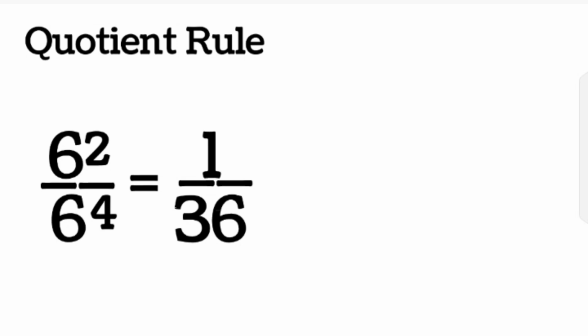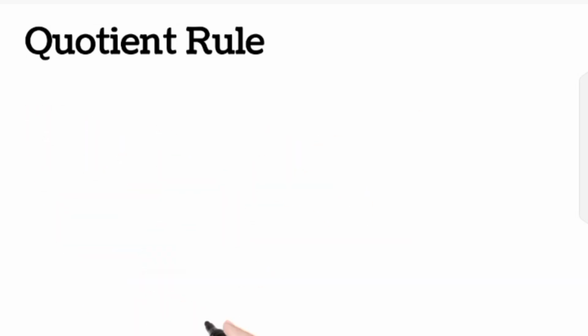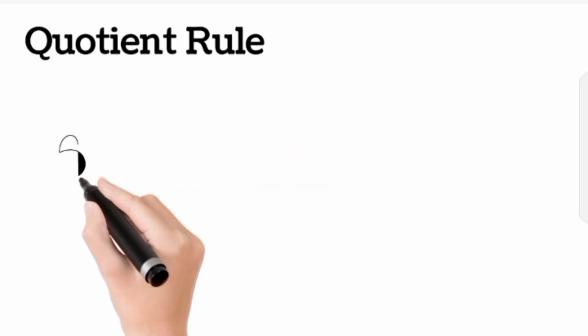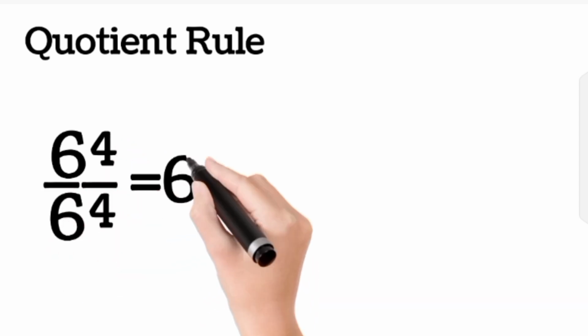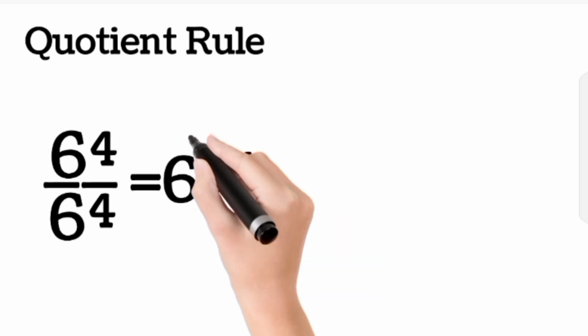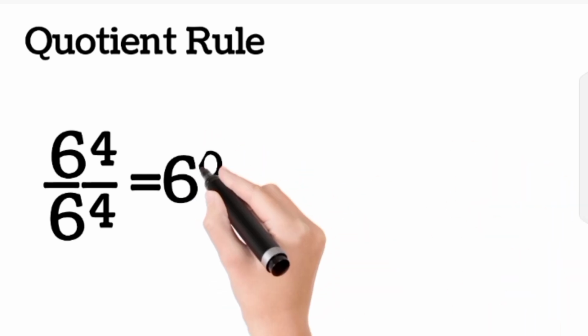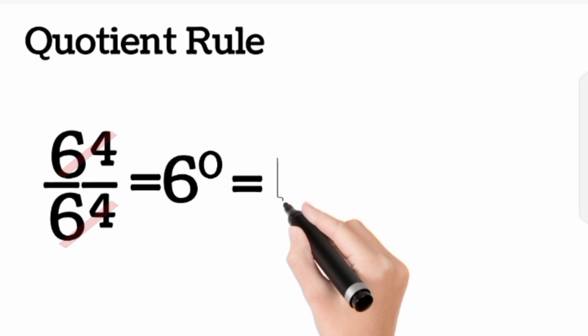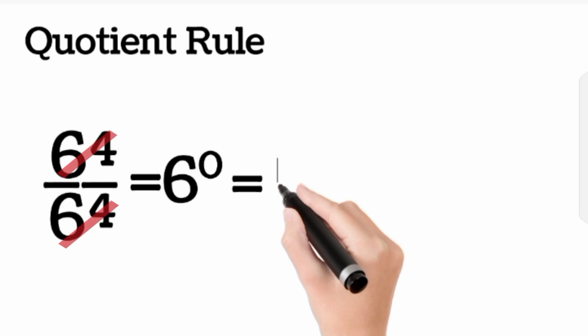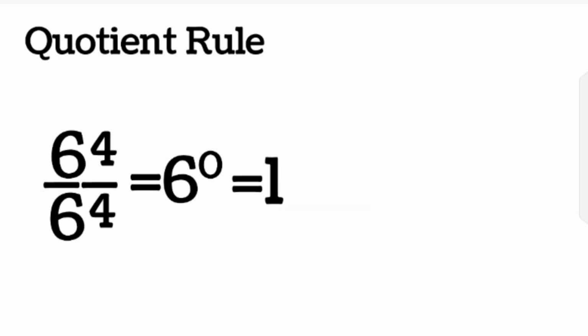Then we have here 6 to the power 4 divided by 6 to the power 4, which equals 6 to the power 4 minus 4, which equals 6 to the power 0. And if you look at the left side, 6 to the power 4 divided by 6 to the power 4 equals 1. That's the explanation for the power 0 and the negative power that is in the denominator.